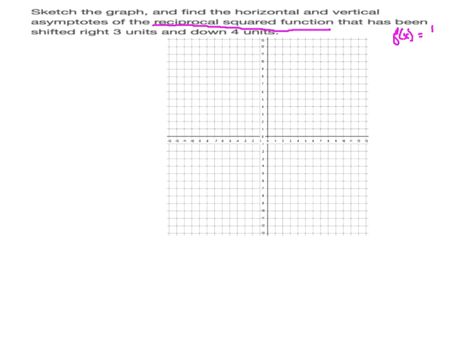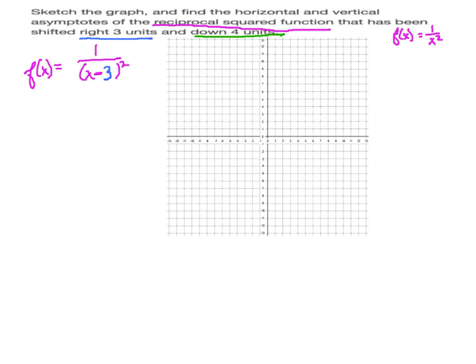Okay, so we're asked to give a quick sketch of this graph here. Here's what we know. It is a reciprocal square function, so I know that the parent form of that is 1 over x squared. However, we have been shifted right 3 units and down 4 units. Okay, so I have my toolkit function that I start out with.